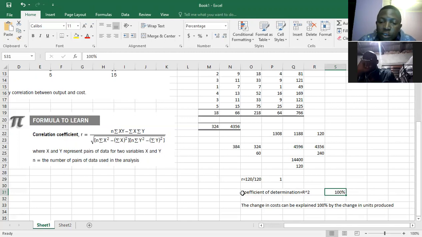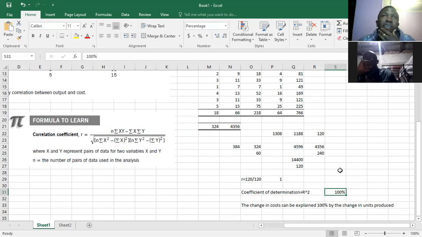That's why it's called coefficient of determination. If it's 90%, we will say the change in costs is determined by the change in units produced 90% of the time. The other 10% we don't know. We need to investigate. The data hasn't been given. So here we are done.